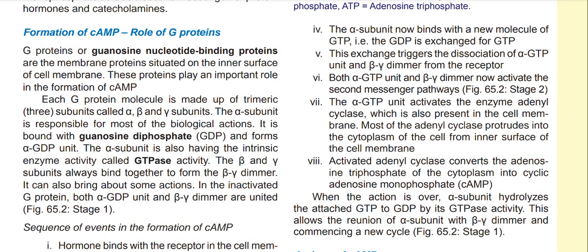So what happens in the membranes, or in the inner surface of the cell membrane? G protein is present, and in the G protein there are three subunits: one is alpha, one is beta and one is gamma. For the biological actions, alpha is the most responsible subunit. Alpha subunit plus GDP makes the alpha GDP subunit. And the alpha subunit also has the intrinsic enzymatic activity known as GTPase activity. And beta gamma does what? They make the beta gamma dimer.